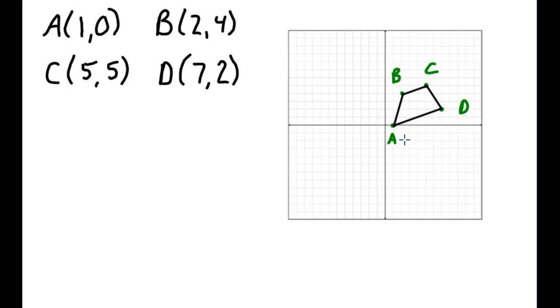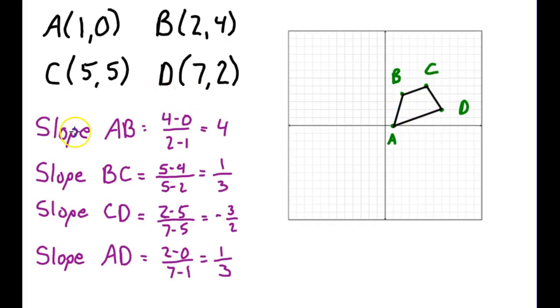And then we also have to verify whether or not this is an isosceles trapezoid. An isosceles trapezoid is a trapezoid where the 2 legs are congruent to each other. So then we're going to have to find the distance of AB and CD and verify whether or not those are congruent to each other. So first thing, we find the slope of all 4 sides. The slope of AB simplifies down to 4, slope of BC is 1/3, the slope of CD is -3/2, and the slope of AD is 1/3.